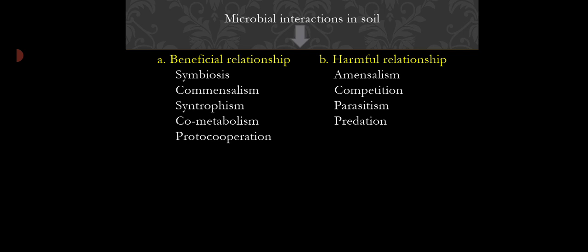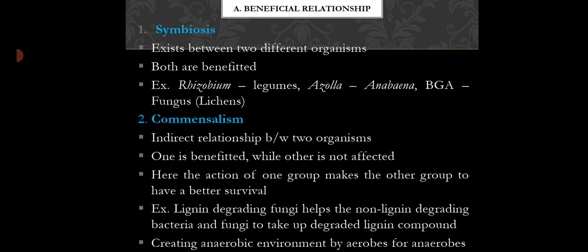In this video lecture, we will discuss various kinds of interactions among microorganisms. When microbes interact among themselves, the results may be beneficial or harmful. The beneficial relationships are symbiosis, commensalism, syntropism, cometabolism, and protocooperation. Regarding harmful relationships, commensalism, competition, parasitism, and predation are its subtypes. First, we will discuss the beneficial relationships.